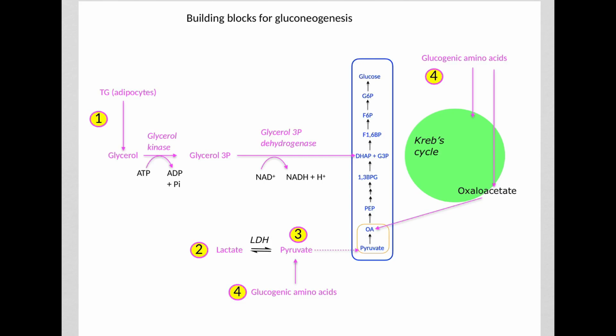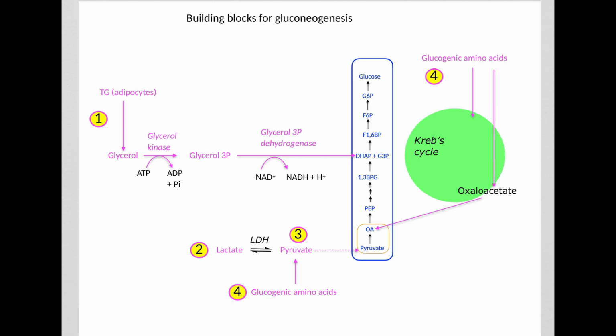So besides glycerol, lactate and pyruvate, glucogenic amino acids, so amino acids that can be made into glucose, and these are basically 18 out of the 20 amino acids, as we shall see later. So many of these amino acids that you find in proteins can be converted into pyruvate, or they can be converted into oxaloacetate, or they can be converted into something in the Krebs cycle that can be made into oxaloacetate. So all of this can give us new glucose by the process of gluconeogenesis.